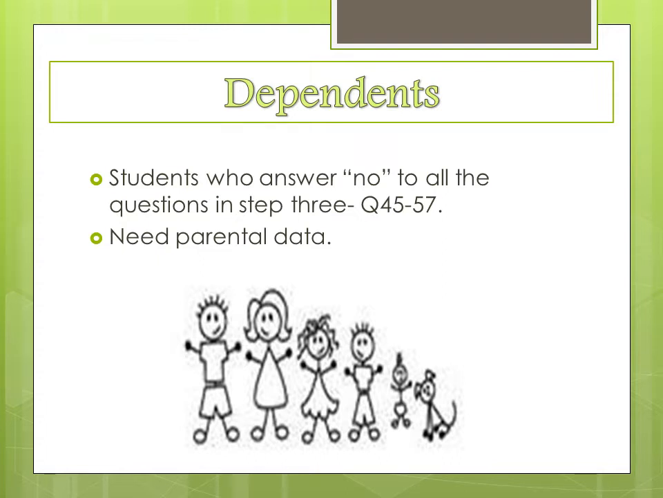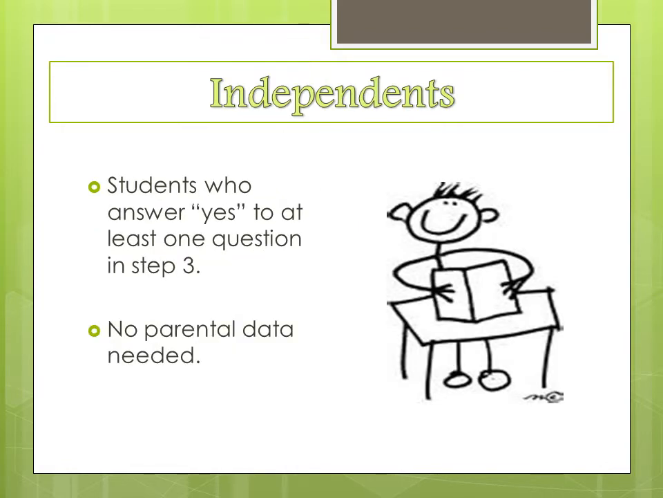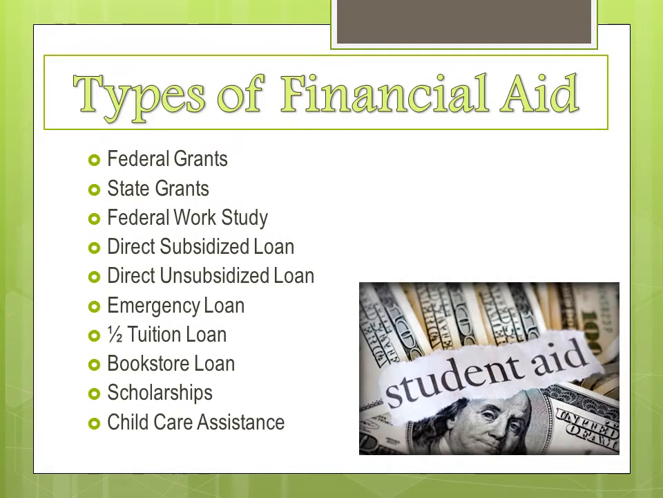Dependents. Students who answer no to all the questions in Step 3, which are questions 45 through 57, will need to provide parental information. Independents are students who answer at least yes to one question in Step 3, and they do not need to provide parental information.